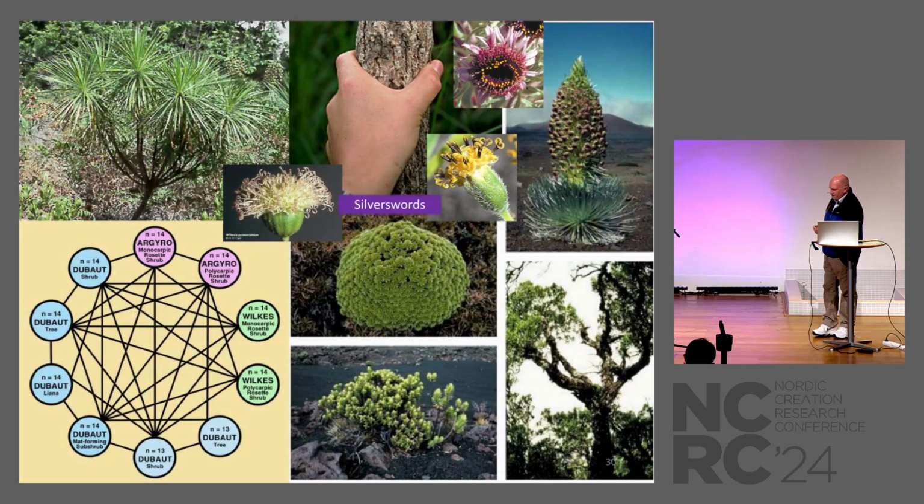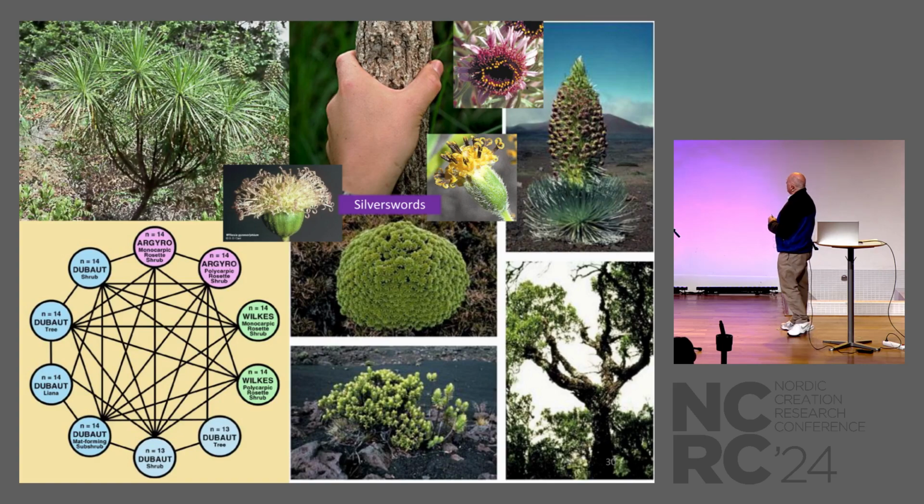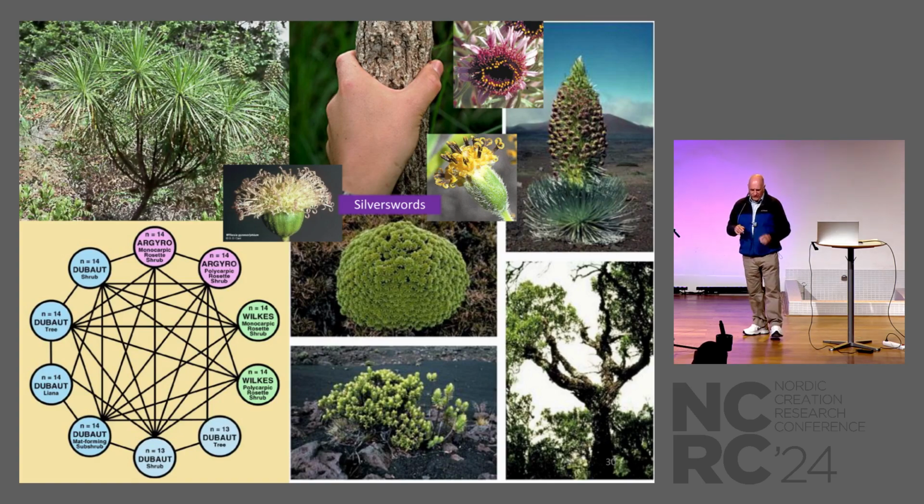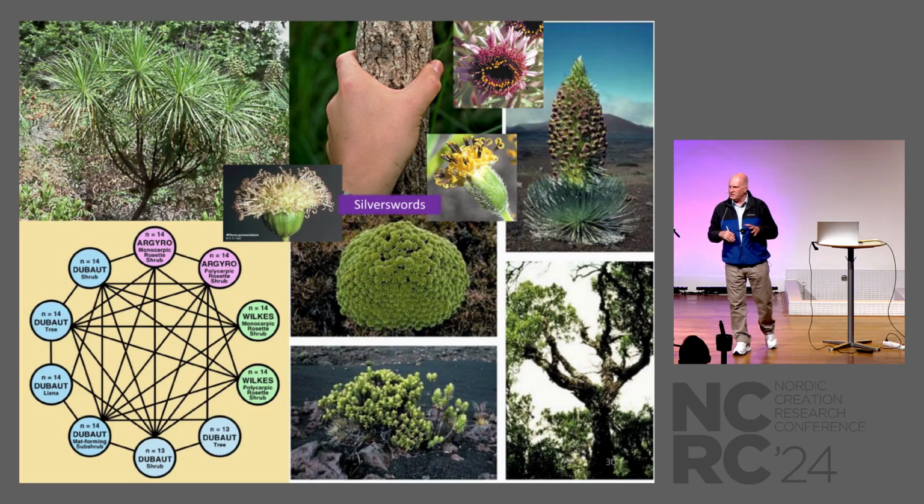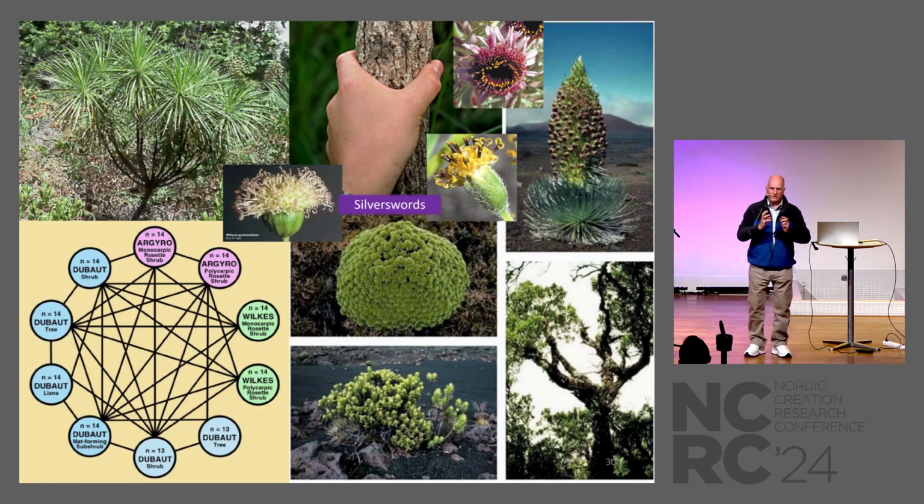So these are the silver swords, and at the top left you can see the Wilkesias, quite extraordinary. This one is branched, but very often it's just a single stem with these leaves coming out. I suppose it looks almost like a palm tree or something like that. And then when it flowers, it sends up this rocket, this panicle of beautiful, beautiful flowers.